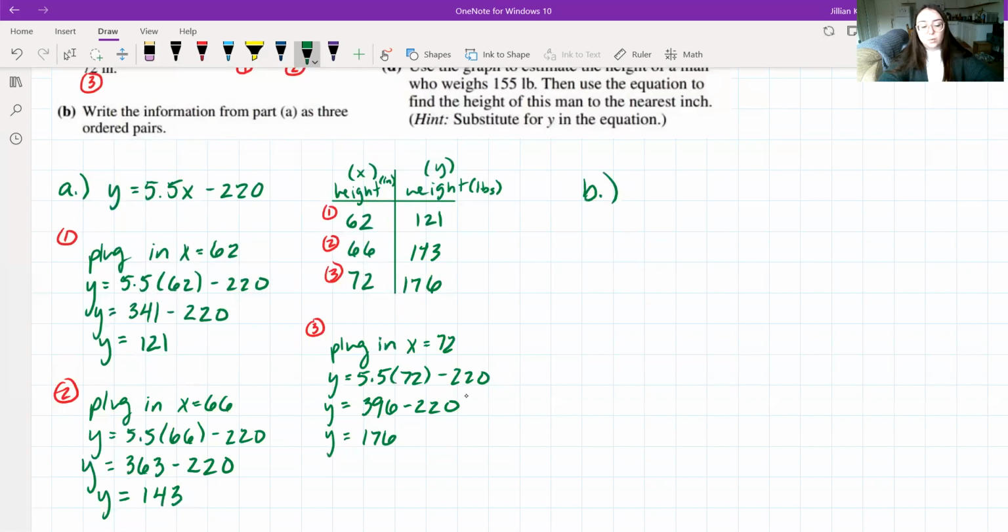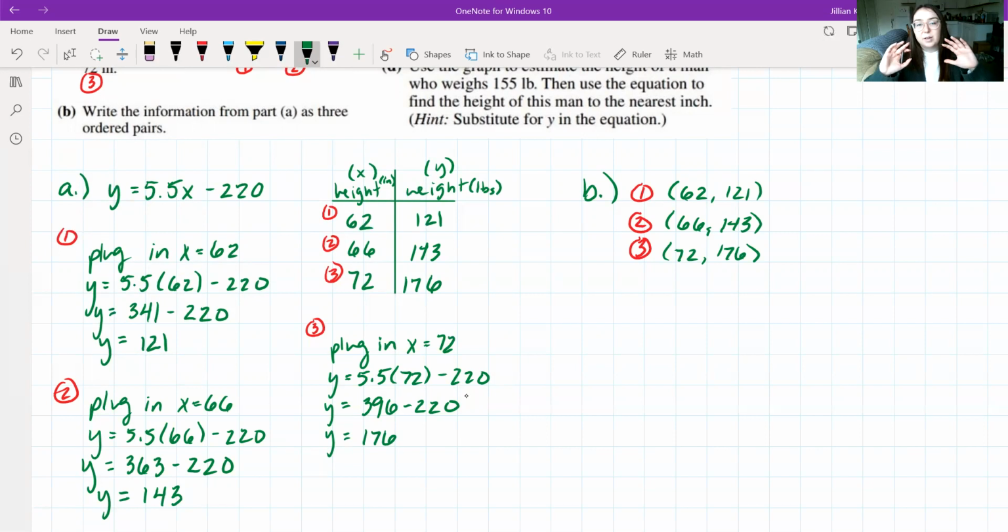And for part B, we just want to write this information as 3 ordered pairs, which we know since we created our table. Since our x value was 62 and our y value was 121, our first ordered pair is 62, 121. Our second ordered pair would be 66, 143. And our last ordered pair would be 72, 176.